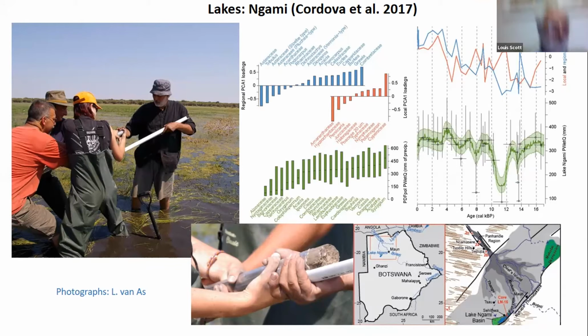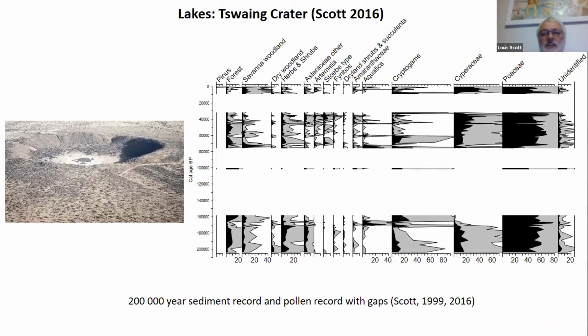And you can see that on the map there, where the Okavango feeds the lake in Ngami. Okay, then another lake is the Tshwane Crater Lake.